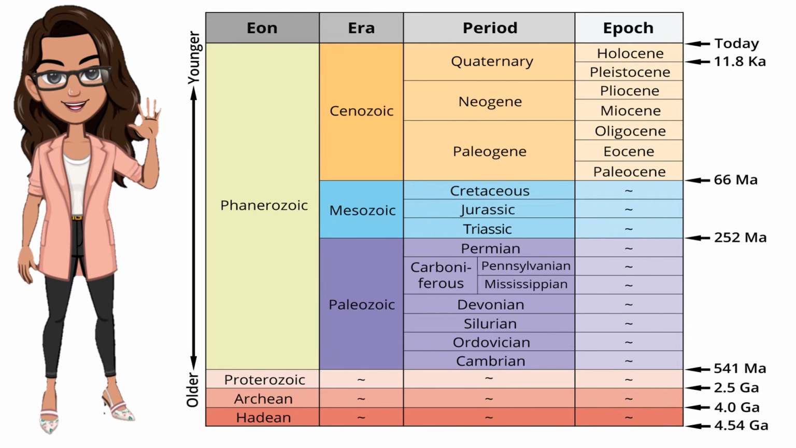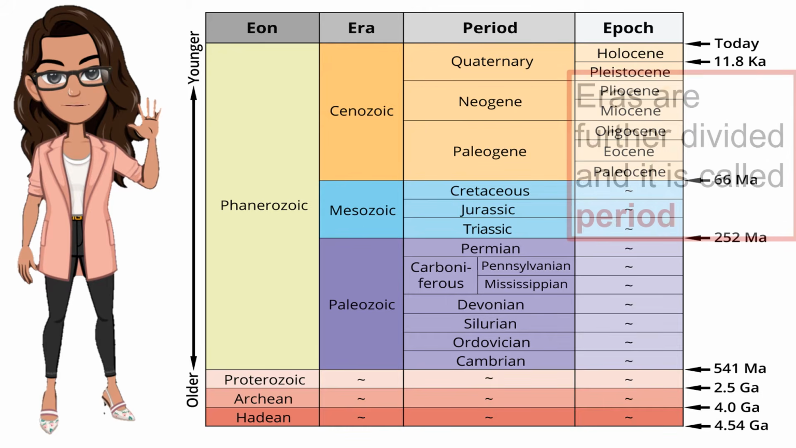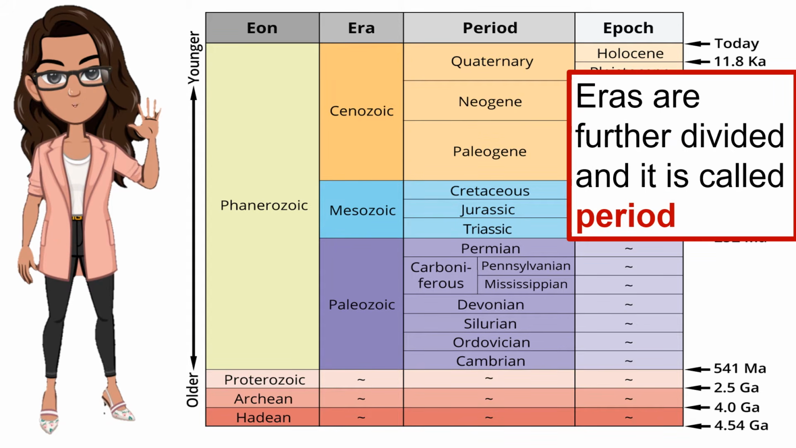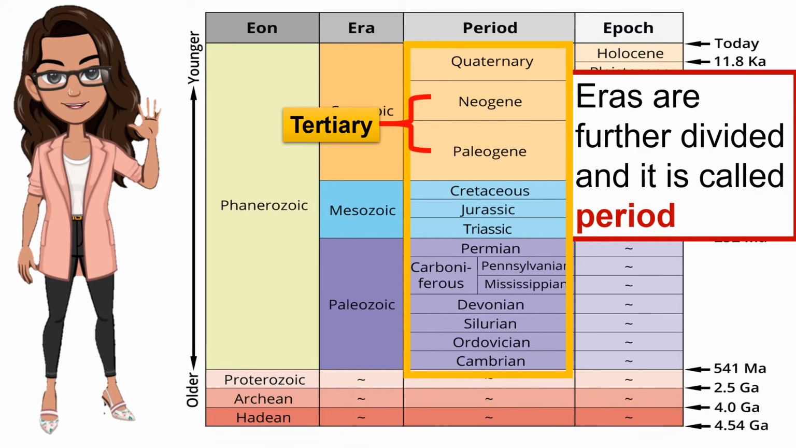Next is periods. Eras are further divided, and it is called period. In the geologic timescale, Cenozoic is divided into Quaternary and Tertiary periods. The Mesozoic into Cretaceous, Jurassic, and Triassic periods. The Paleozoic into Permian, Pennsylvanian, Mississippian, Devonian, Silurian, Ordovician, and Cambrian periods.